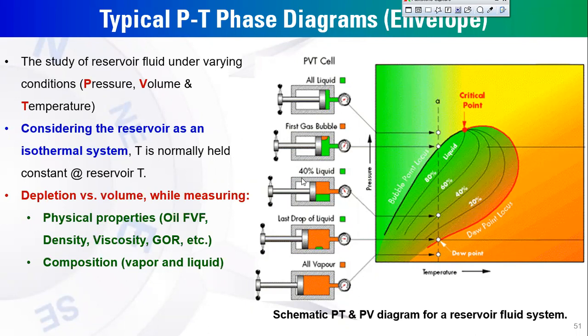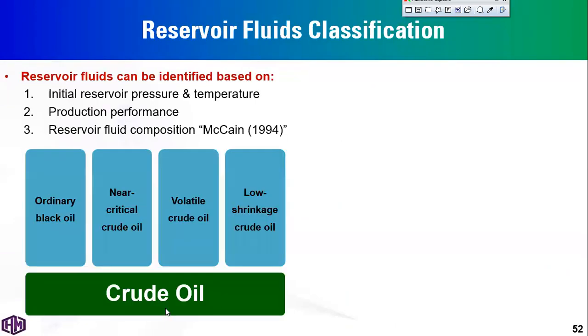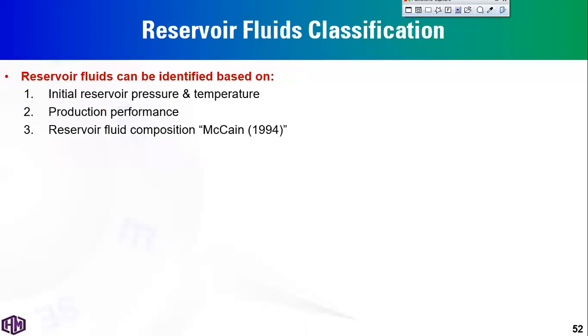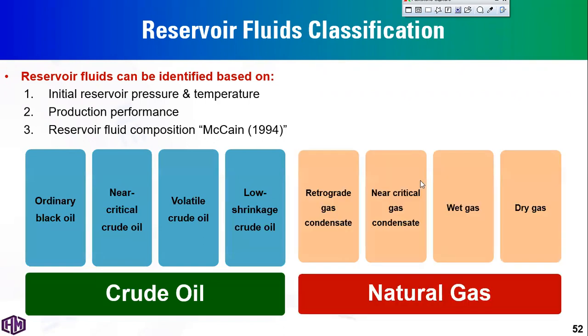In this process, while measuring pressure and volume, we will measure other physical properties like formation volume factor, density, viscosity, gas oil ratio, and so on, and also the composition of vapor and liquid. So characterization of fluids will be based on the initial pressure and temperature, or maybe based on production performance or the fluid composition. So for this is the crude oil and gas.